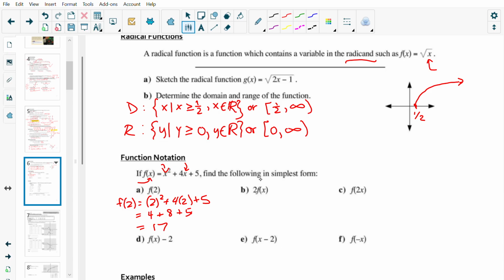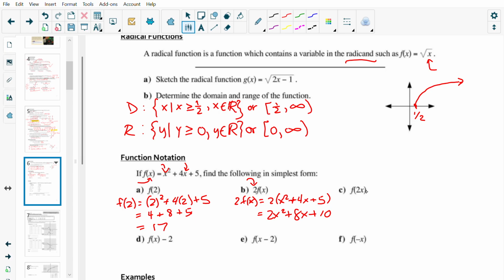Okay, 2f of x. Well, this time we're multiplying the entire function by 2. So 2f of x equals 2 times x squared plus 4x plus 5, and that equals 2x squared plus 8x plus 10.